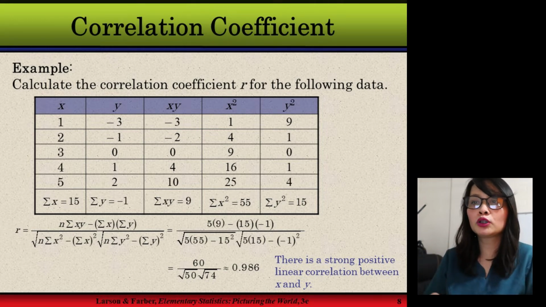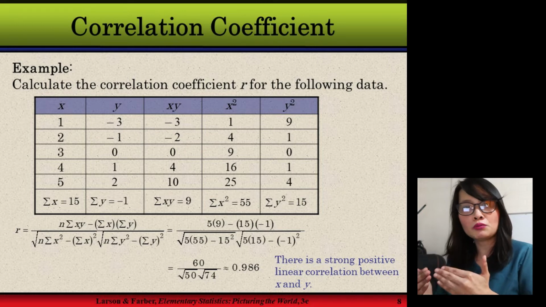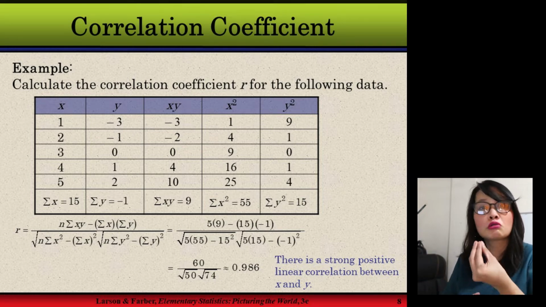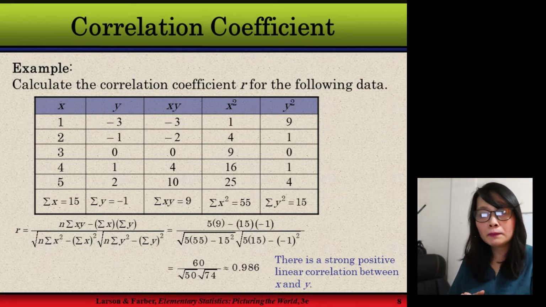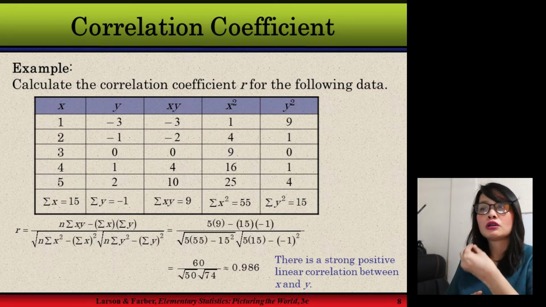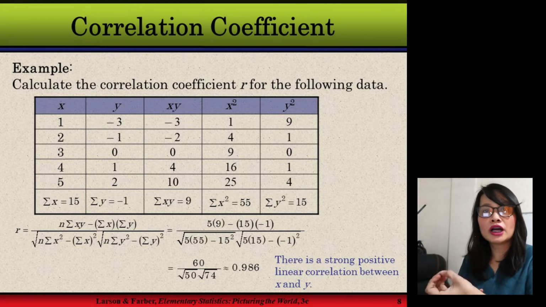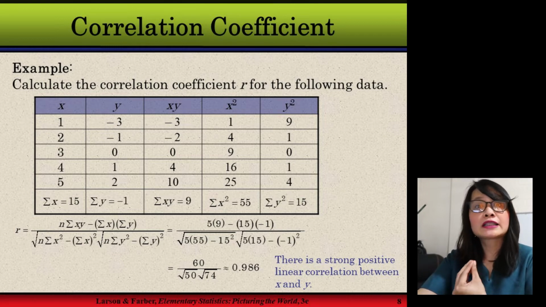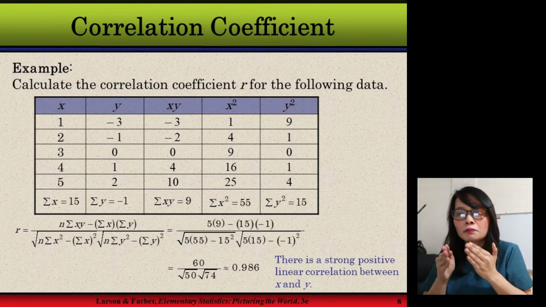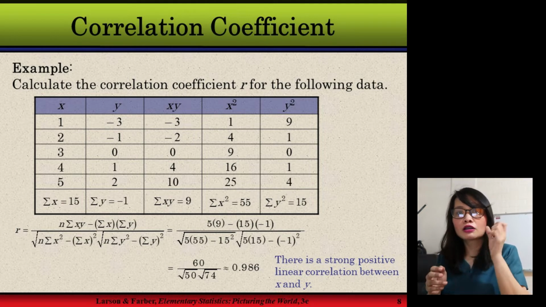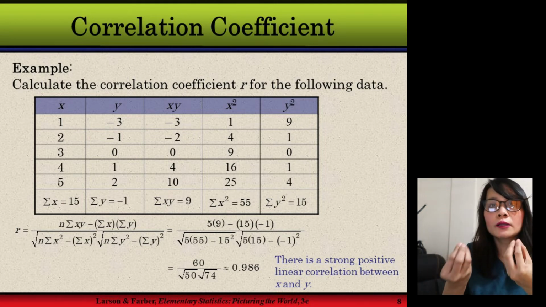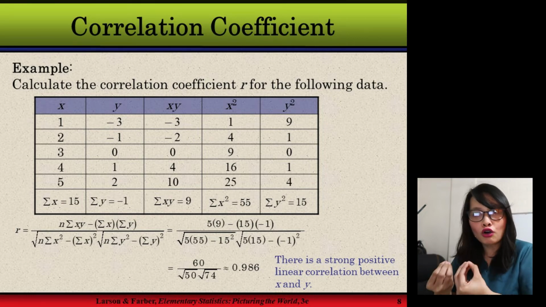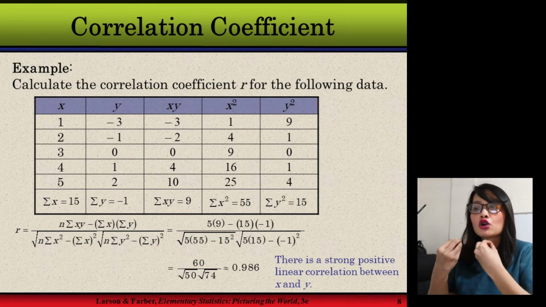So we have 5 multiplied by 9 minus 15 multiplied by negative 1 over the square root of 5 multiplied by 55 minus 15 squared multiplied by the square root of 5 multiplied by 15 minus quantity negative 1 raised to 2. So your answer is 0.986. 0.986 is closely to 1. So what will be the relationship? So therefore, the relationship is there is a strong positive linear correlation between x and y.